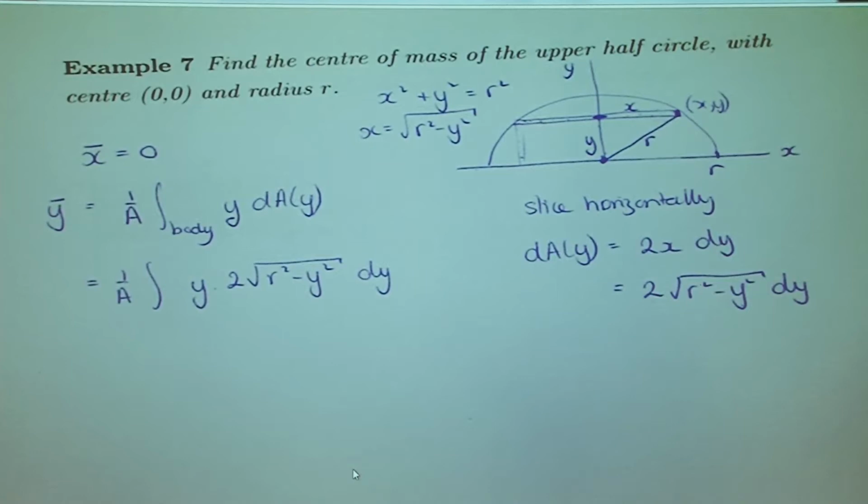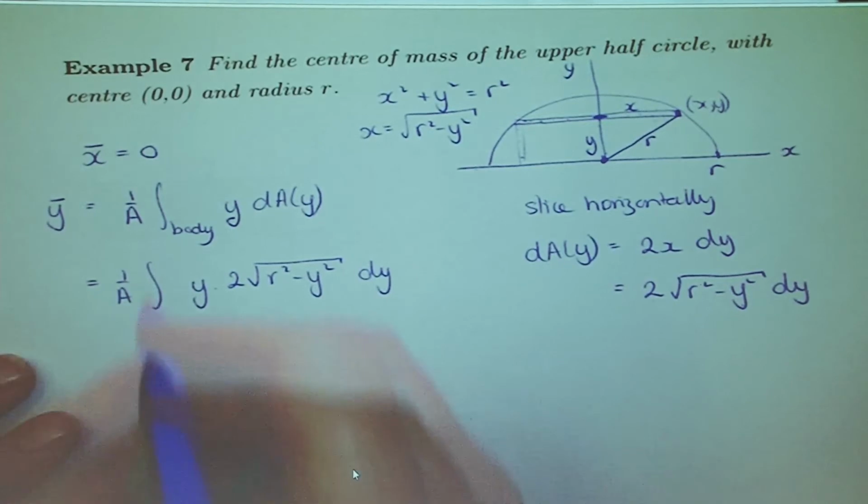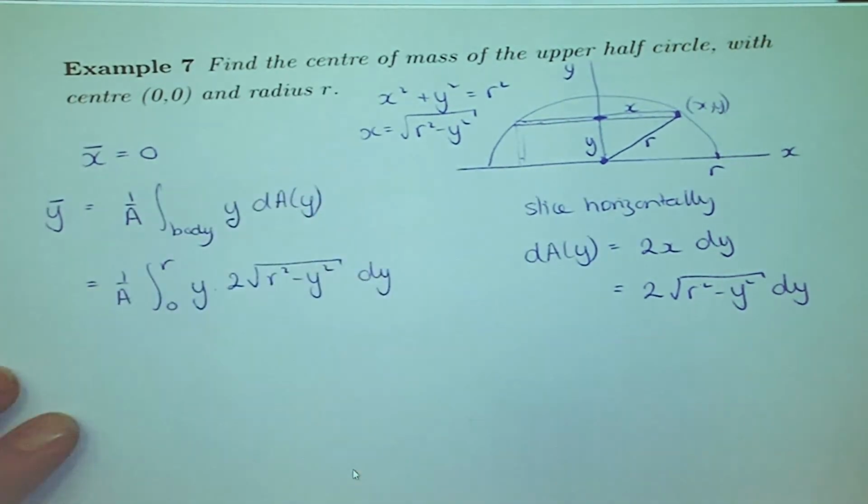We're integrating with respect to y, so we need to put some bounds on our integration. What's the smallest y and the biggest y? 0. And what's the biggest one? r. Beautiful. 0 to r.